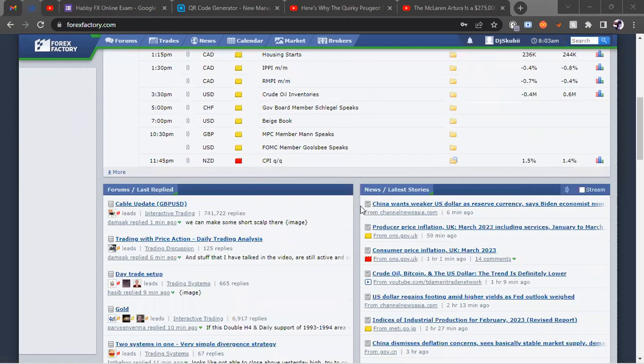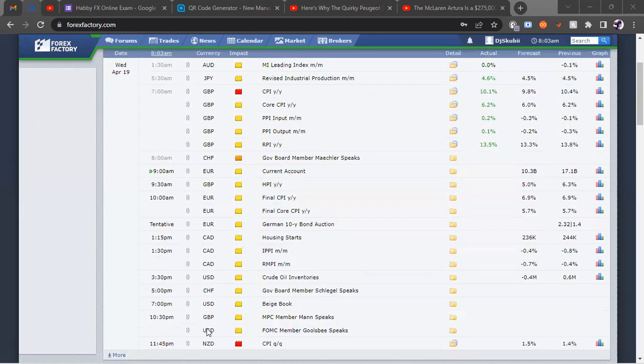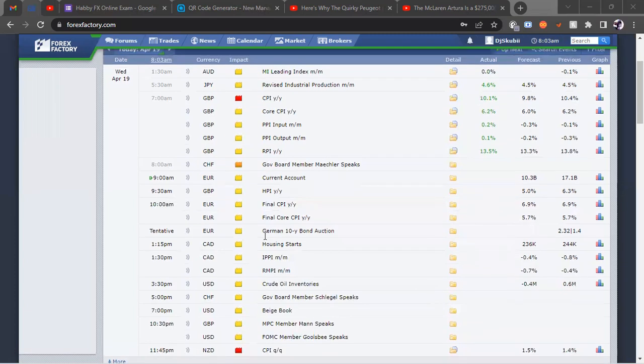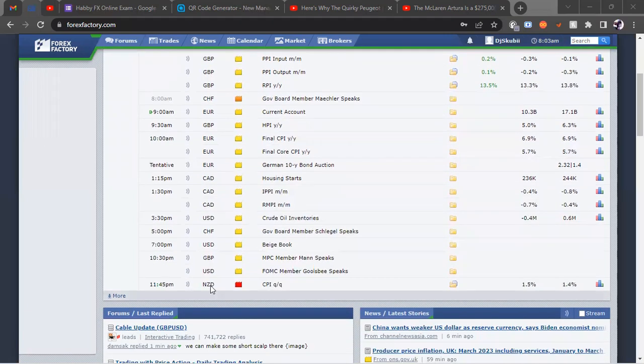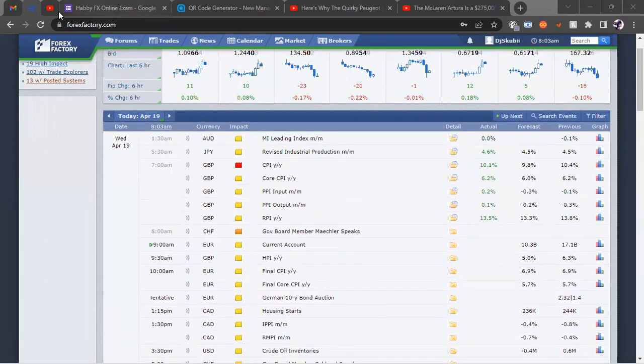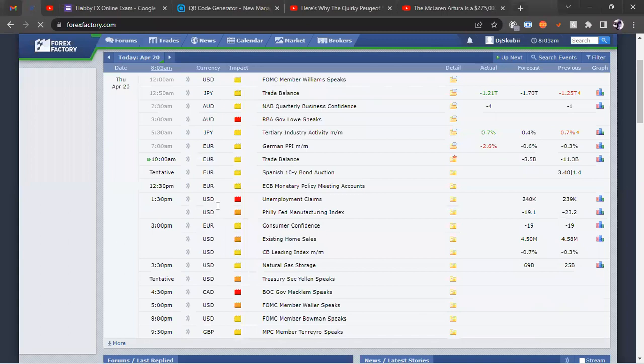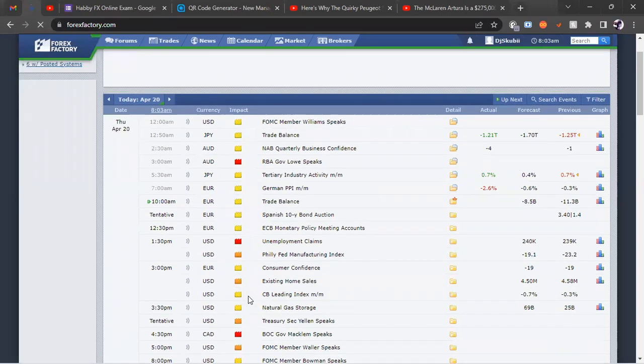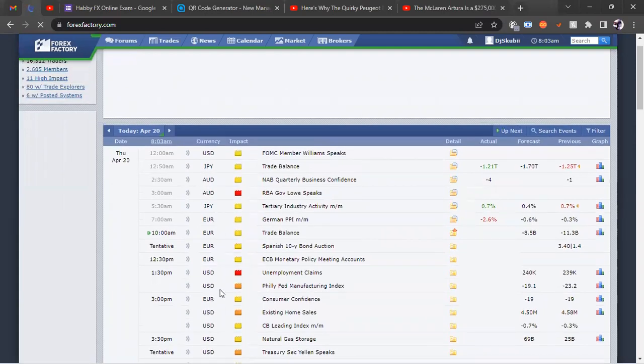Fundamental wise, we have only one news. We had one on GBP, but then the next one is on NZD around 11:45 p.m. So let's jump on. I bet this was yesterday. Today is the 20th. I refreshed it. So we have unemployment claims at 1:30 on the USD, and then we have another news at 4:30 on CAD. So let's sit back and see how it plays out.